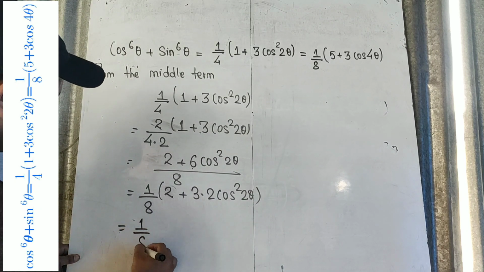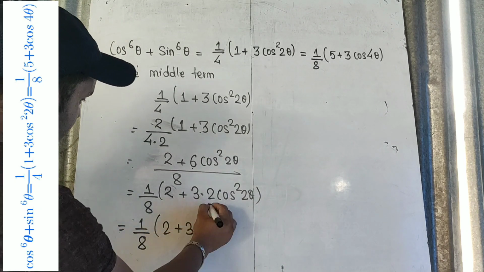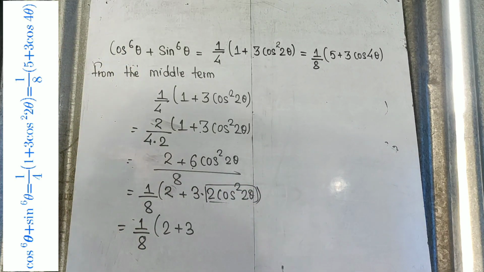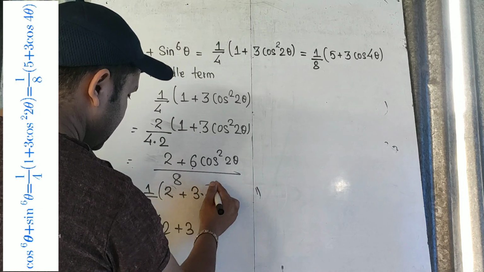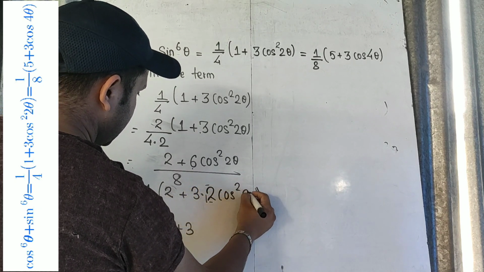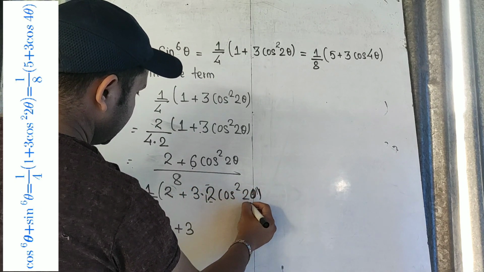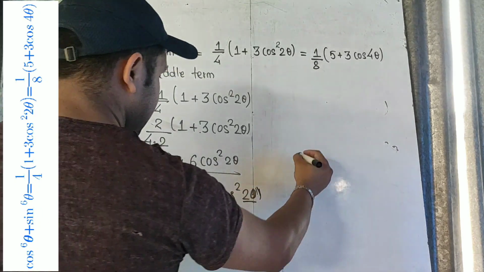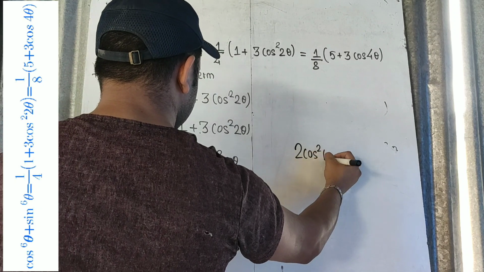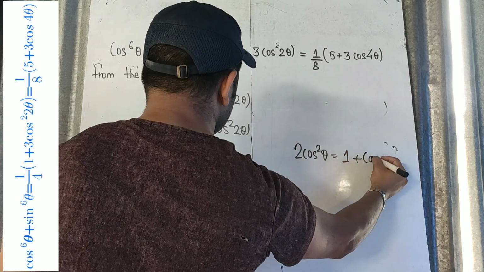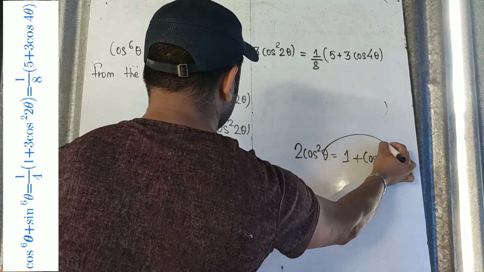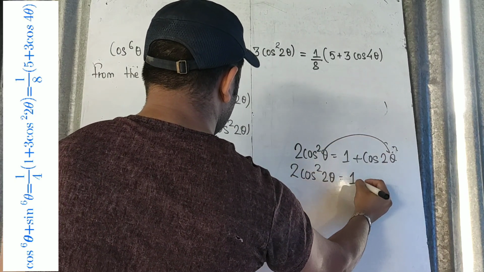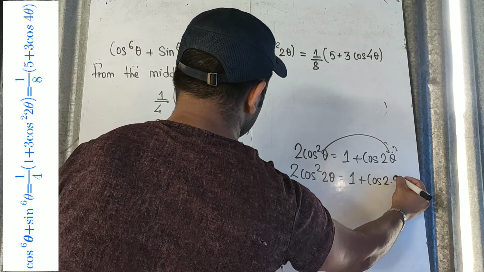Furthermore, now 2 cos square theta. Yesterday in the previous class we talked about 2 cos square theta. Here it is 2 theta, we'll take this 2 theta as theta, and we all know the formula: 2 cos square theta is 1 plus cos 2 theta. Here is theta, here will be 2 theta. So 2 cos square 2 theta will be 1 plus cos 2 theta.